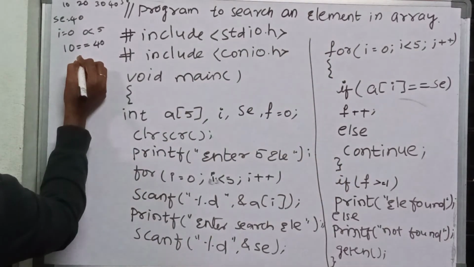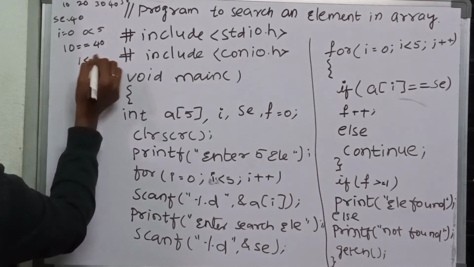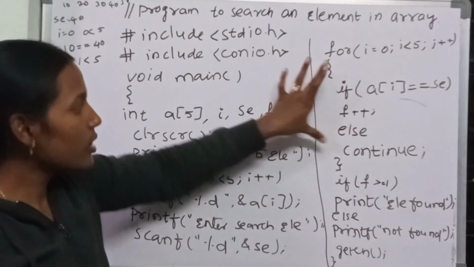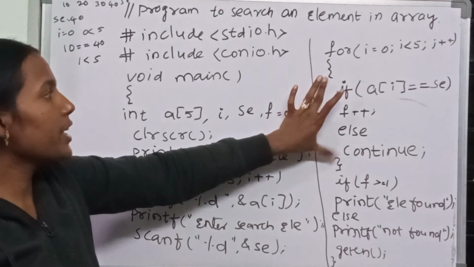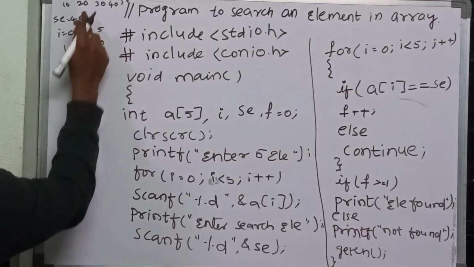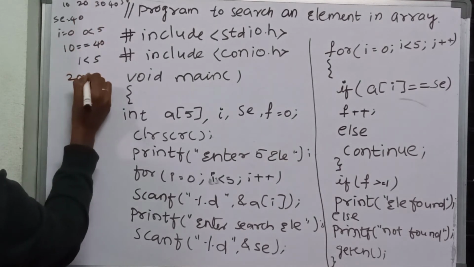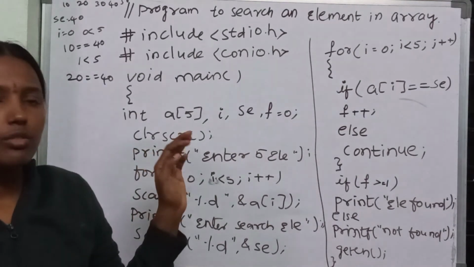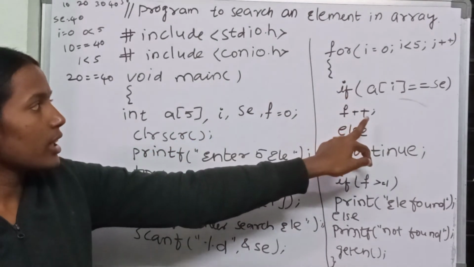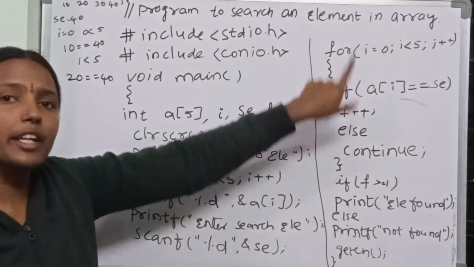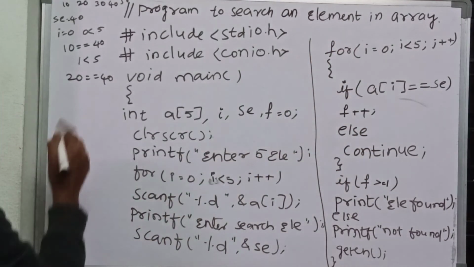Now condition false, next I becomes what? 1. Is 1 less than 5? Condition true. Again this block has to be executed. If a of 1. In a of 1 what do we have? 20. Is 20 equal to 40? No. Condition false. If condition false, control never enters this f++. Now else continue. Continue the loop.